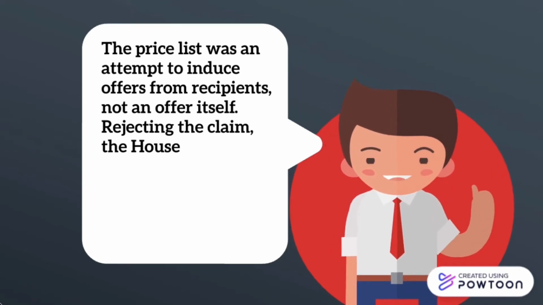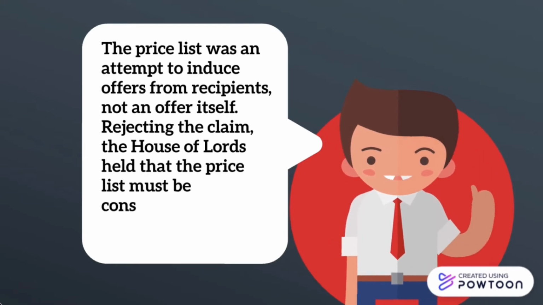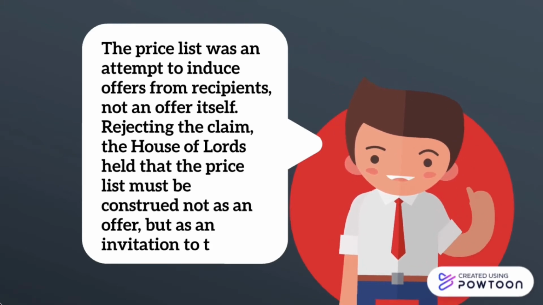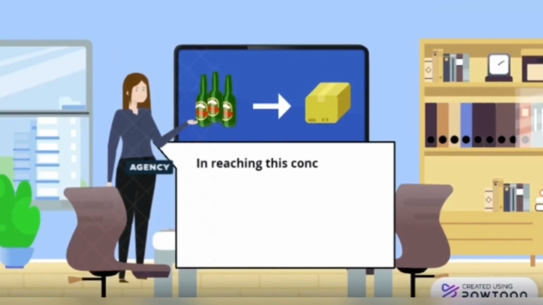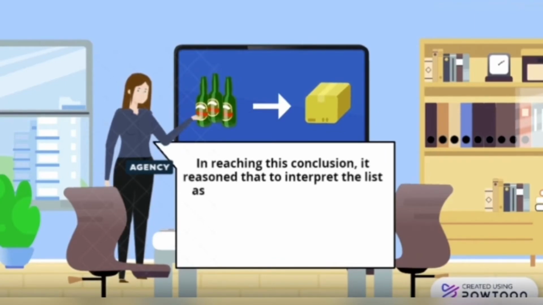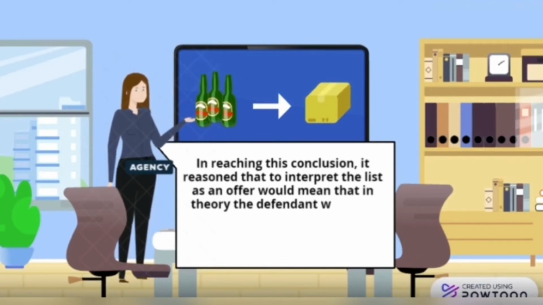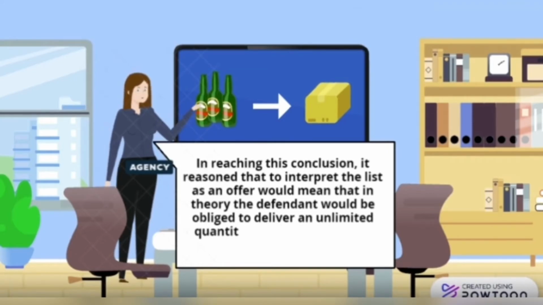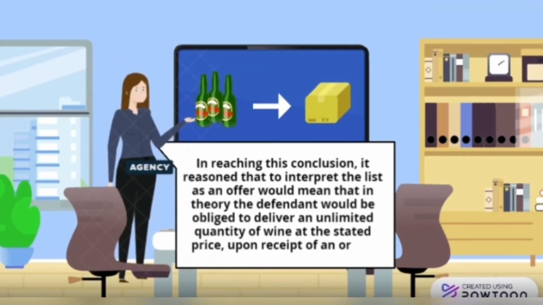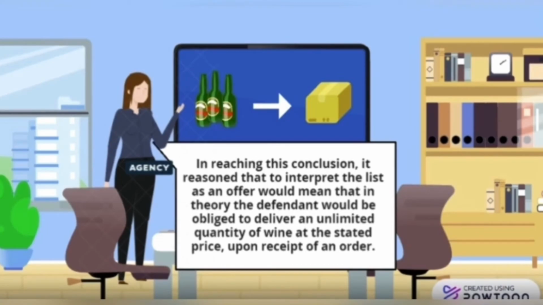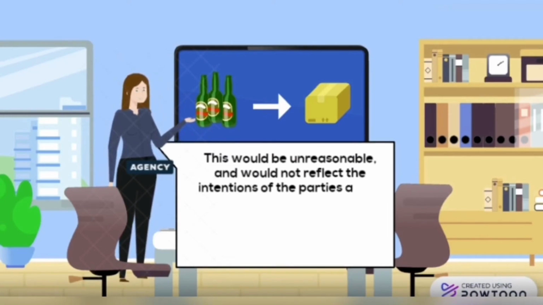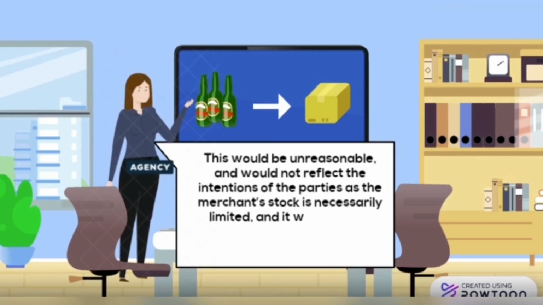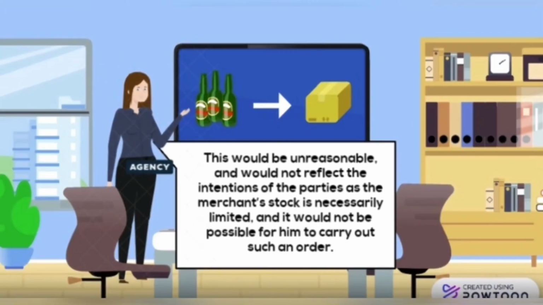Rejecting the claim, the House of Lords held that the price list must be construed not as an offer, but as an invitation to trade. In reaching this conclusion, it reasoned that to interpret the list as an offer would mean that, in theory, the defendant would be obliged to deliver an unlimited quantity of wine at the stated price upon receipt of an order. This would be unreasonable and would not reflect the intentions of the parties, as the merchant's stock is necessarily limited, and it would not be possible for him to carry out such an order.